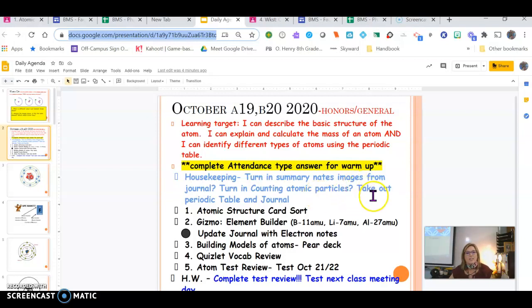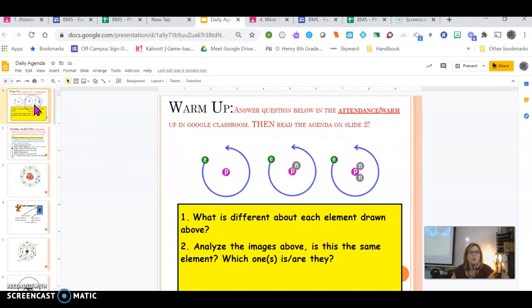So today you're going to need to take out your periodic table, which is this guy right here, and you are also going to need your journal as we're going to take some notes. So the first thing I'm going to have you do is let's do our warm-up here.